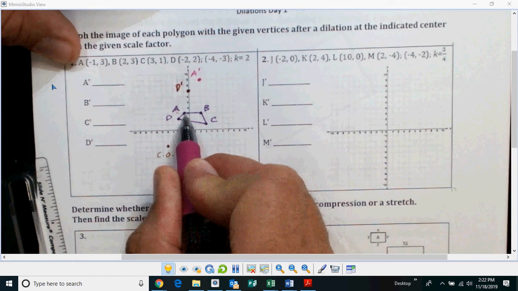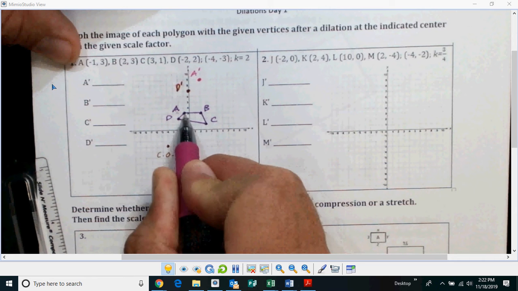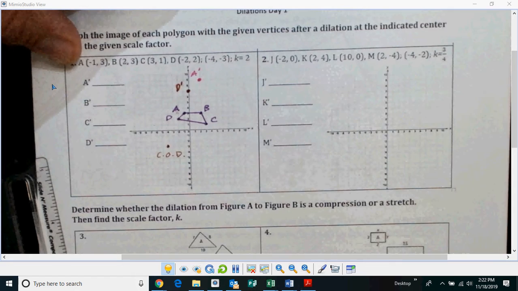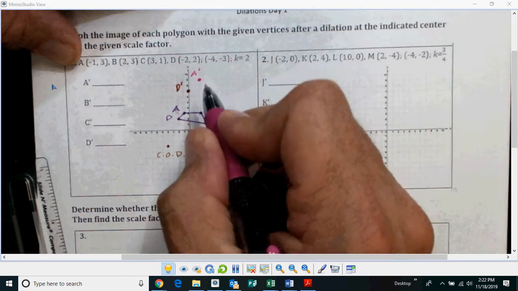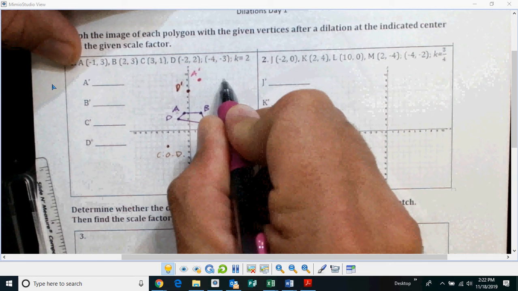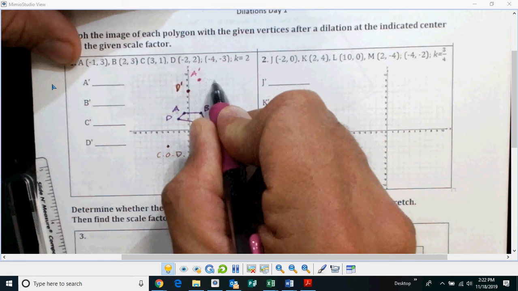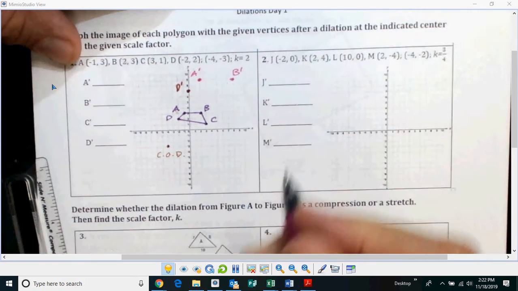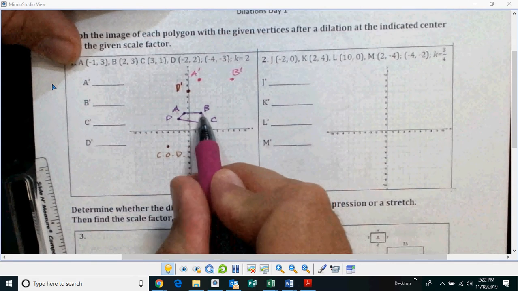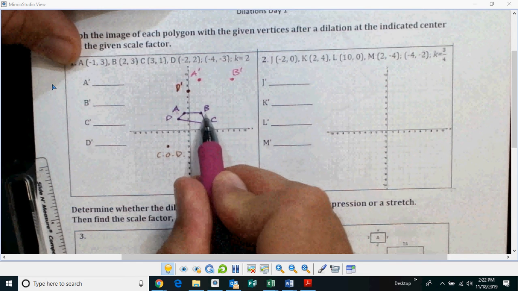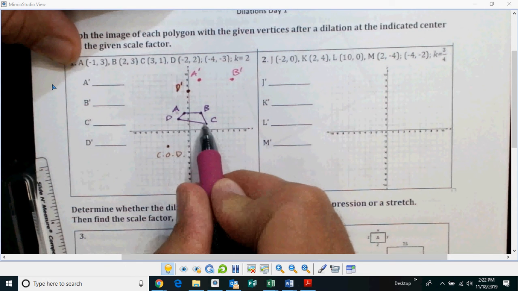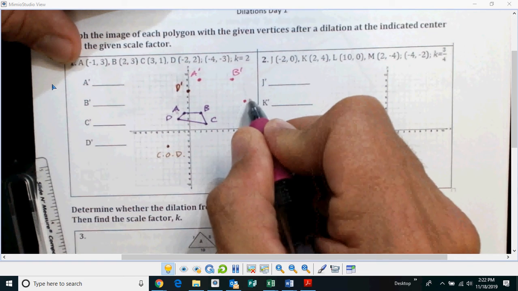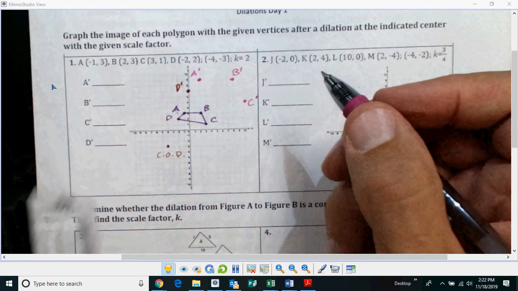Now what is it from A to B? It just goes straight horizontal, 3 units, right? So from A prime to B prime will be 6 units. So 1, 2, 3, 4, 5, 6. There's my B prime. And now C prime: from B to C is how much? It's down 2 over 1, so this one's going to be down 4 over 2. And there's my new shape.